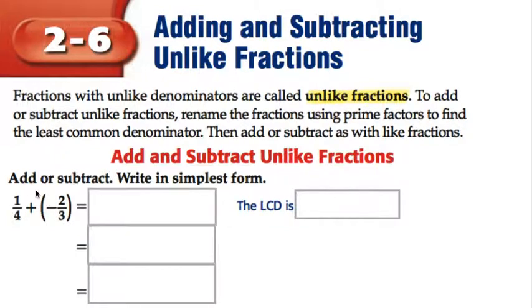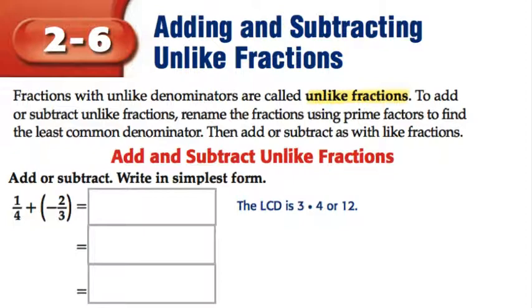So here we go. Our first problem is 1/4 plus a negative 2/3, and we want to add or subtract those. Since these denominators are different, we need to find the least common denominator, which is the same as finding the least common multiple between the numbers 4 and 3. Well, the least common denominator, or least common multiple, turns out to be 12.